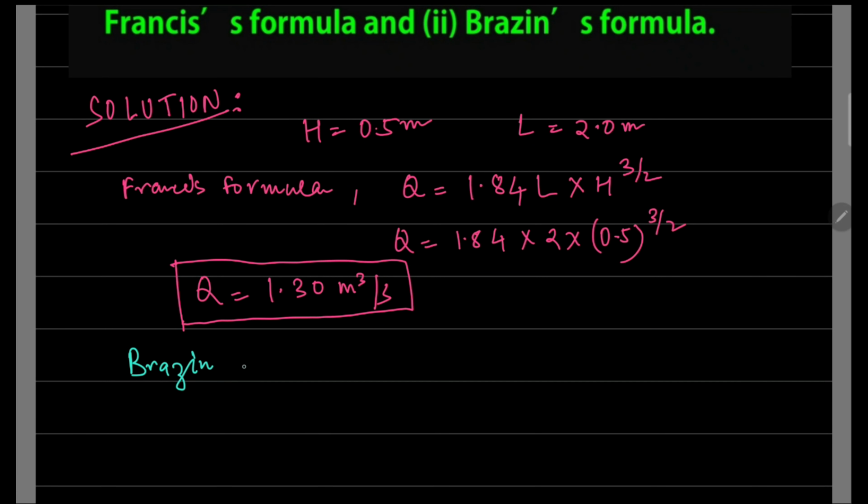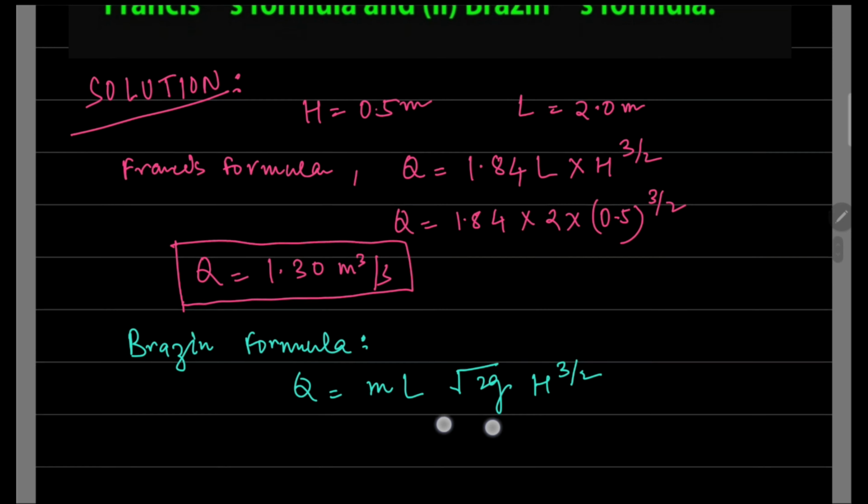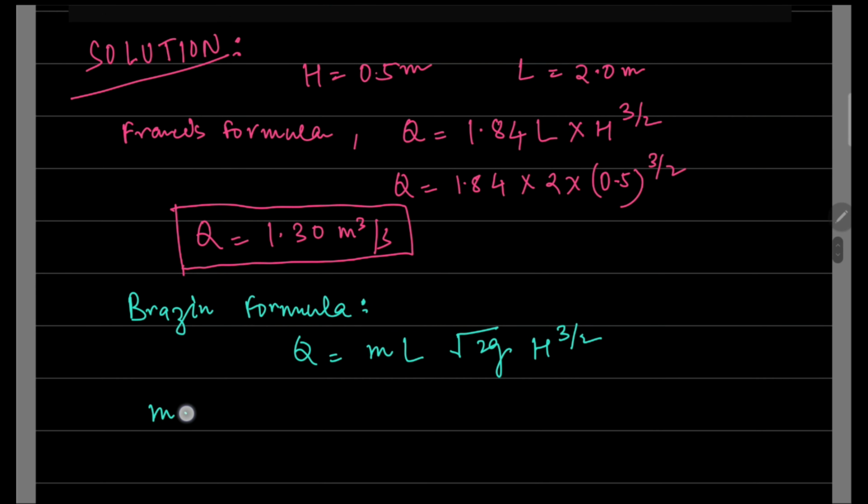So the Bazin formula is somewhat different, where the involvement of H is more. The Bazin formula says that Q is equal to M into L into under root 2G H raised to the power 3 by 2. So M is a different constant that depends upon H itself.